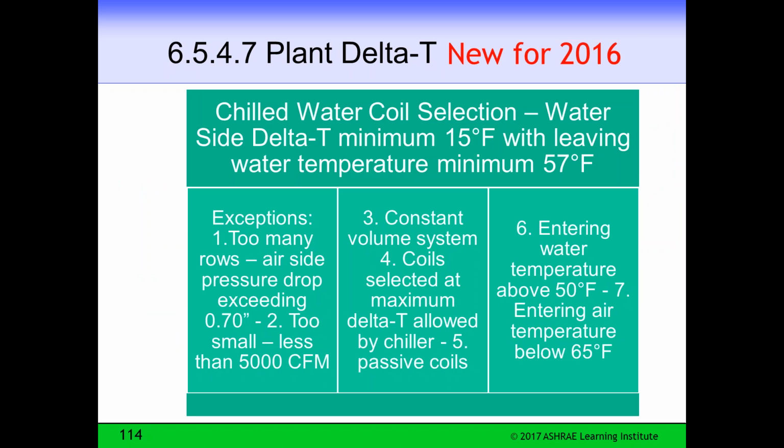So new for 2016, we're going to stay on the chill water or the hydronic side for a little while. New for 2016, chill water coil selection. This is a big change, and this is a big deal. Water side delta T, minimum of 15 degrees, with leaving water temperature a minimum of 57 degrees. So that means that you leave the coil at 57 or above, and so that means you enter the coil at 42 or above.